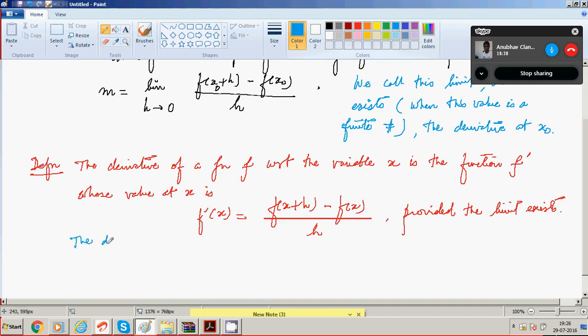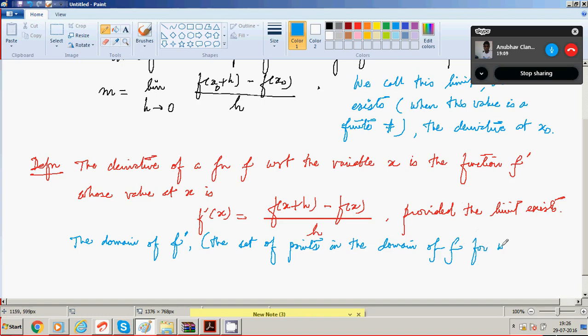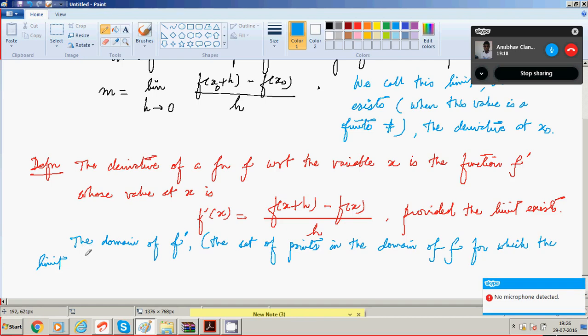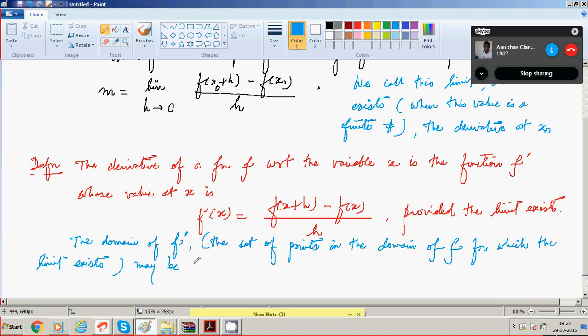The domain of f prime rather, that is the set of points in the domain of f for which the limit exists, may be smaller than the domain of f.